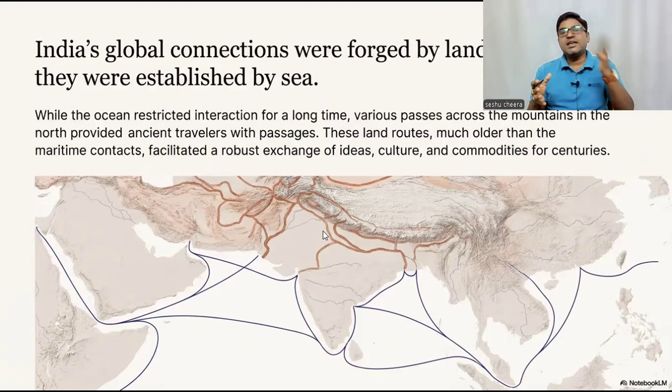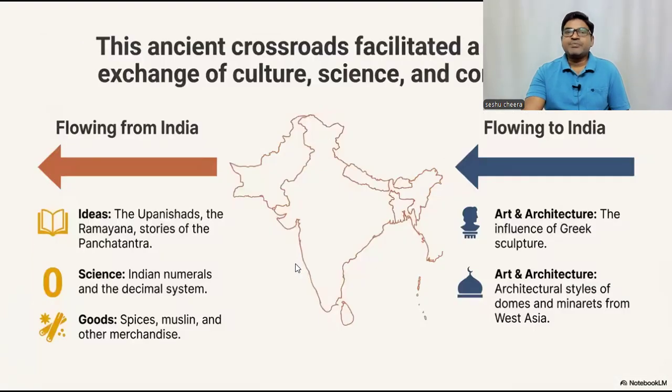They brought their ideas. We shared our ideas and culture. There was a robust exchange of ideas, culture, foods, and commodities. Trade flourished centuries before the sea trade or maritime contacts were established. This is also known as the famous Silk Route in the world. Now, ancient crossroads in India, flowing from India, flowing to India.